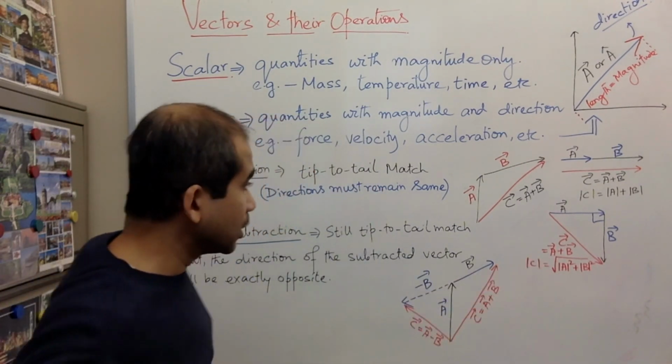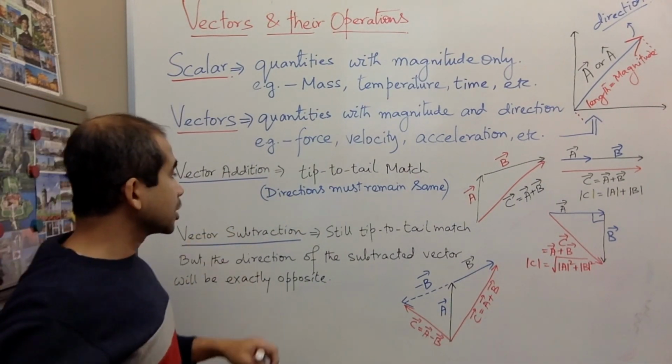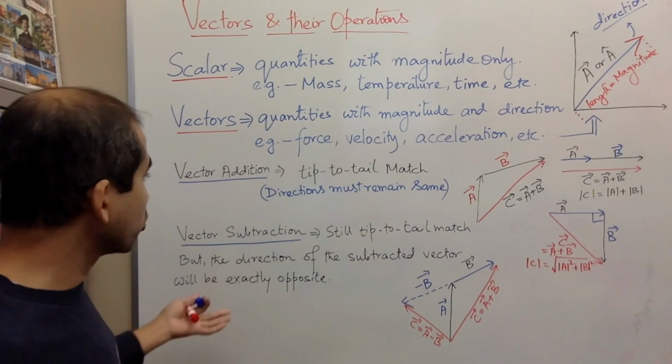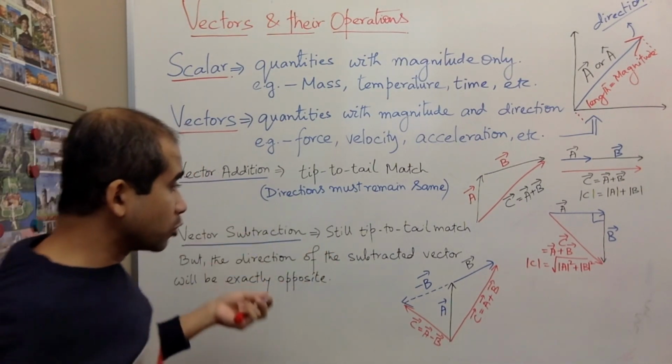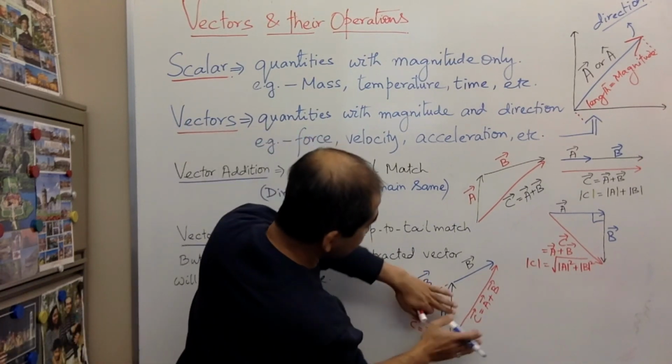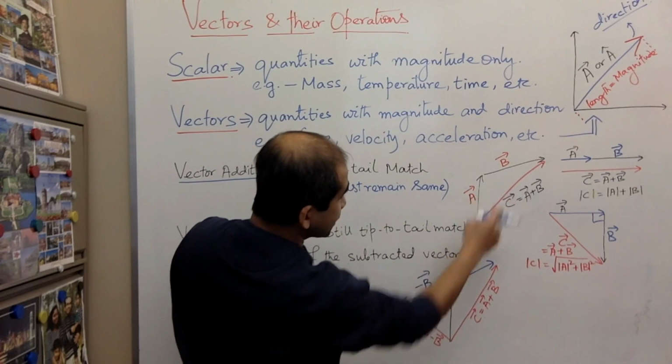It's very simple. I want to keep it simple. Now, vector subtraction is another approach where we still do the tip to tail match. Like here you see this part, A and B are added, so C equals A plus B, exactly as we did there.